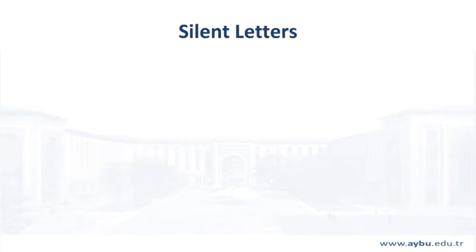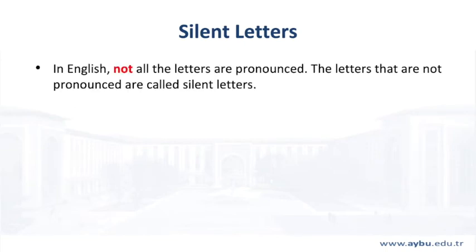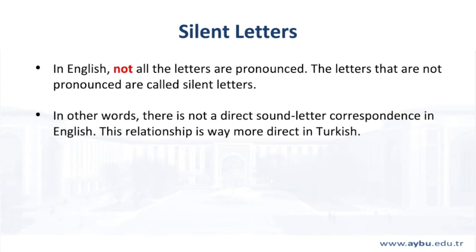In English, not all the letters are pronounced in words. Sometimes, some letters are not pronounced. So these letters which are not pronounced are called silent letters. Because of that, there is not a direct sound spelling correspondence in English. It's very indirect. And this relationship in Turkish is way more direct.